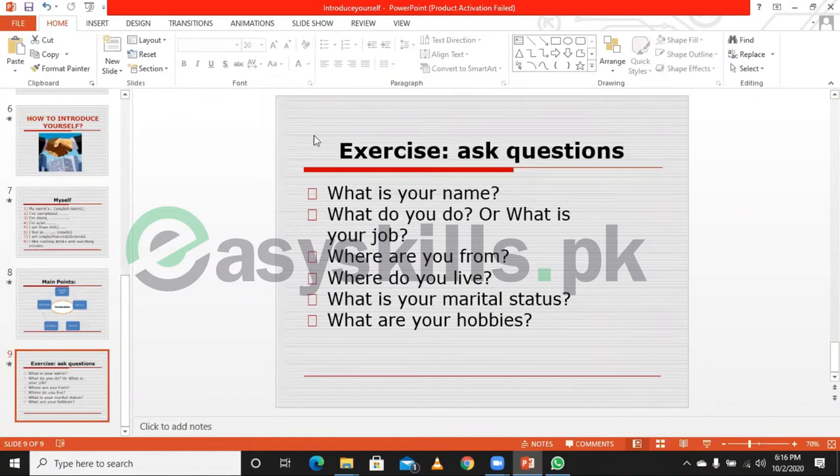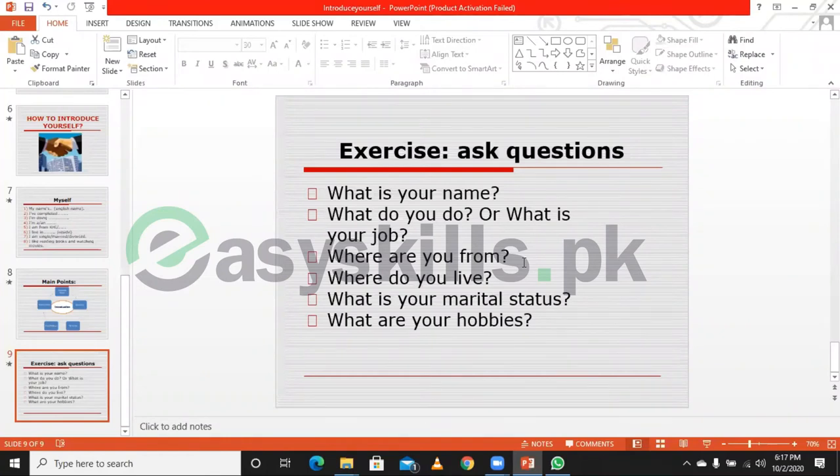Next is, where are you from? कहाँ से हैं? This question is usually asked when you are traveling from one country to another, one city to another. Where are you from? I'm from Gilgit. I'm from Peshawar. I'm from anywhere, Islamabad. So when you travel from one city to another, it is necessary to answer this question.